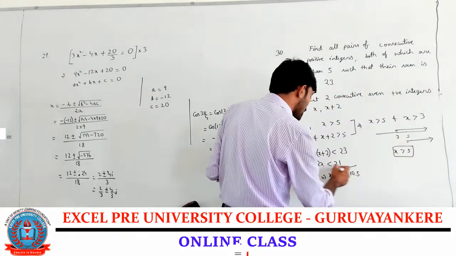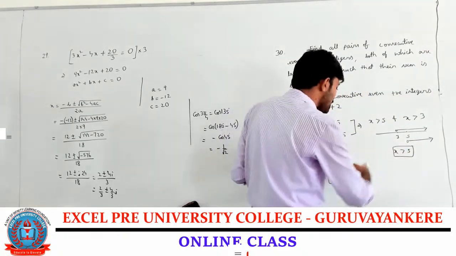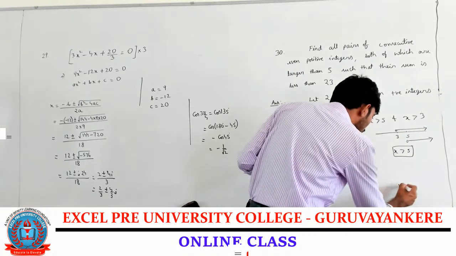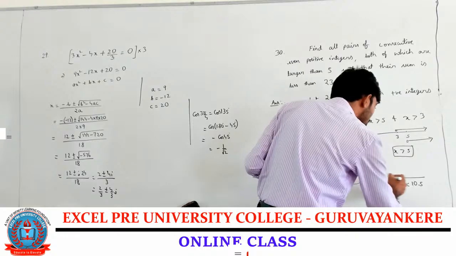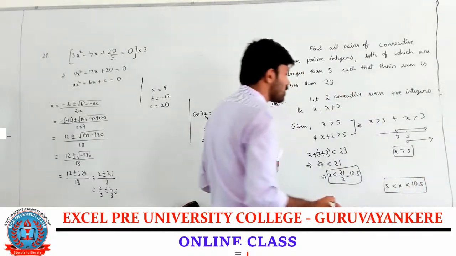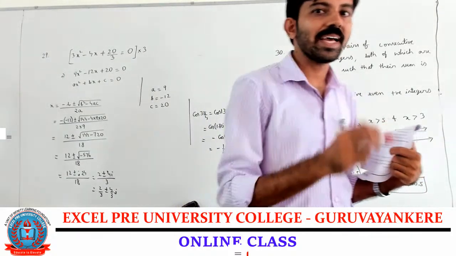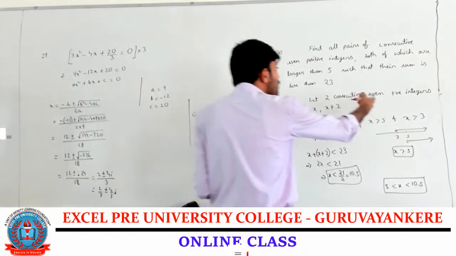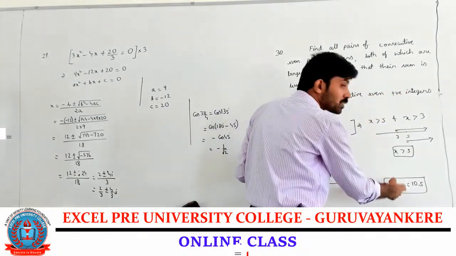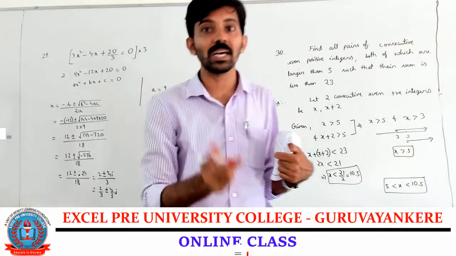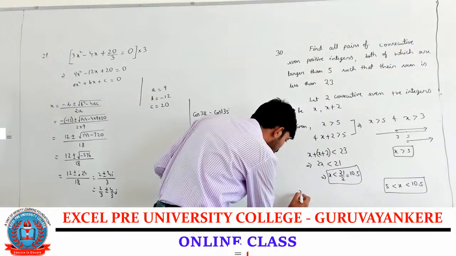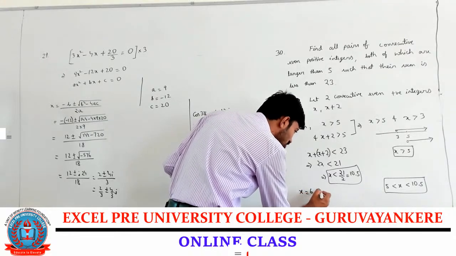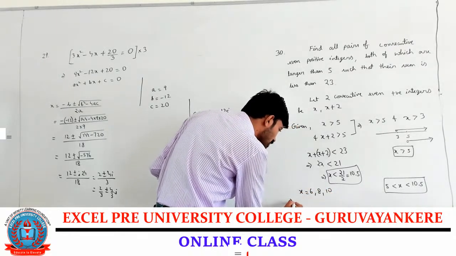And x is less than 10.5. Combining these two we have x to lie between 5 and 10.5. That is the x values. x should be even positive integers, no? The even positive integers between 5 and 10.5 are 6, 8 and 10. Correct? So when x is equal to 6, 8 and 10, x plus 2.